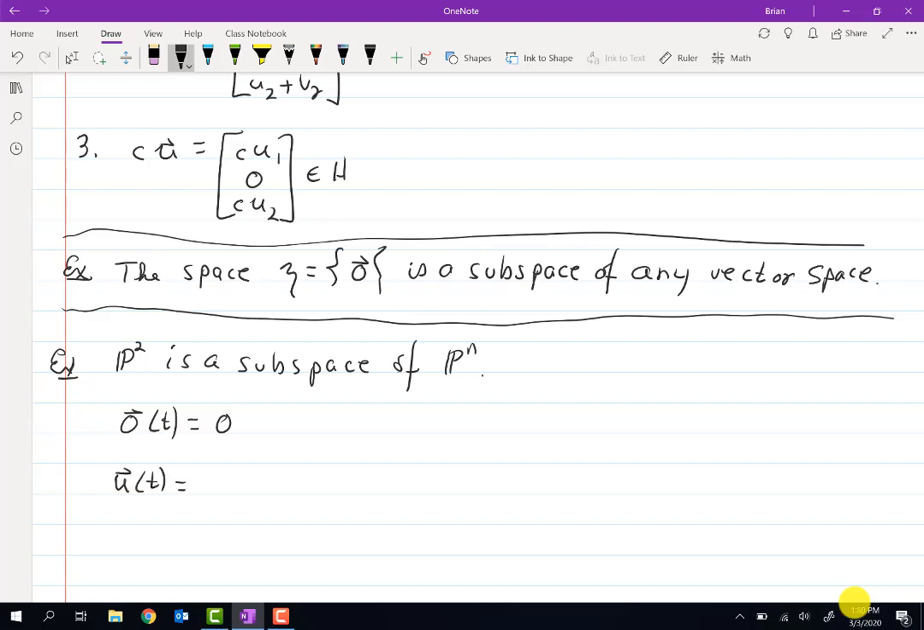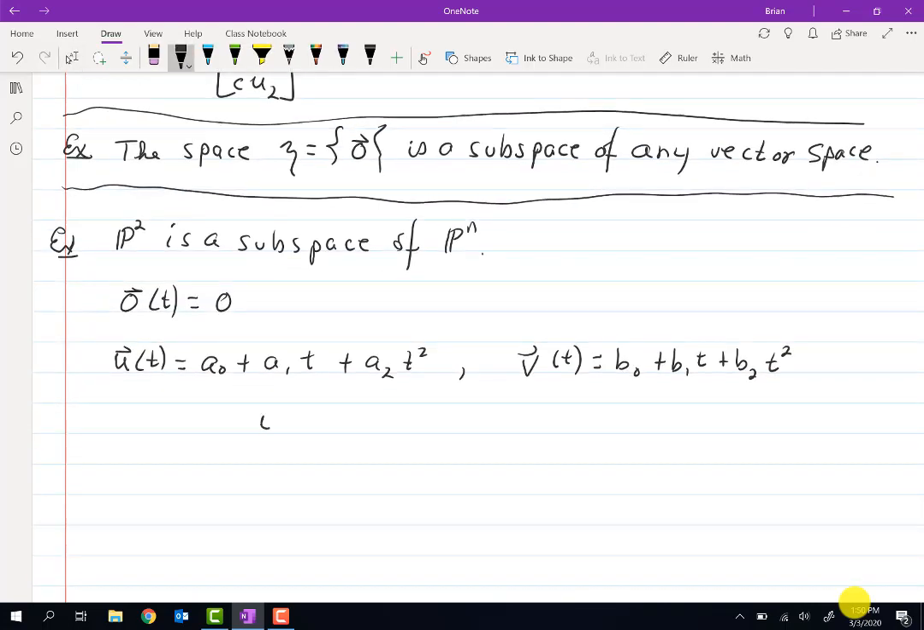Now if I take and add two of them, let's try this: u of t equals a naught plus a1 t plus a2 t squared. And then I'll let v of t equal b naught plus b1 t plus b2 t squared. When I add them together, I'll drop the t just to make this more elegant. You add like terms, so I'll have a naught plus b naught, plus a1 plus b1 times t, plus a2 plus b2 times t squared.